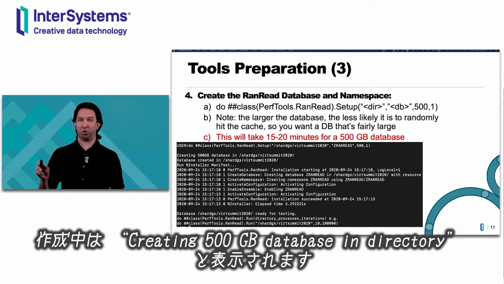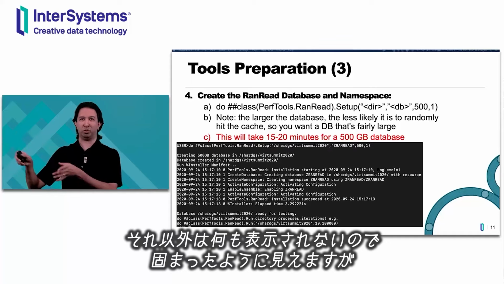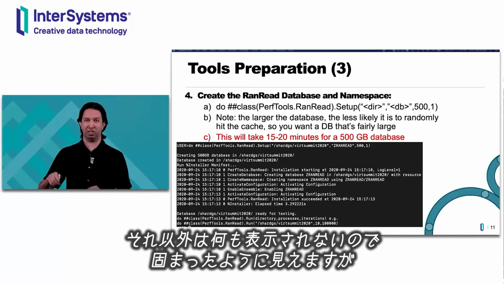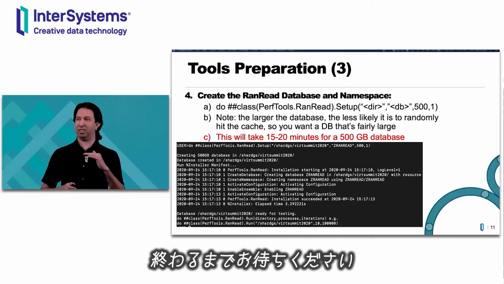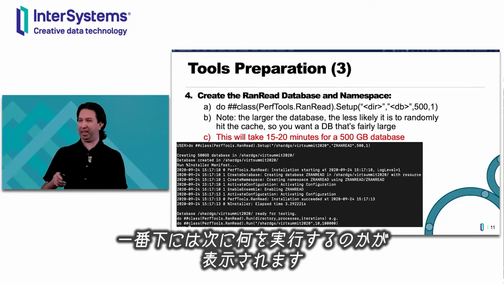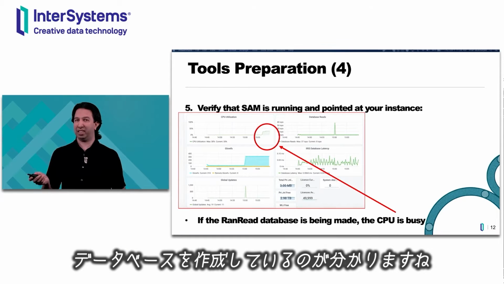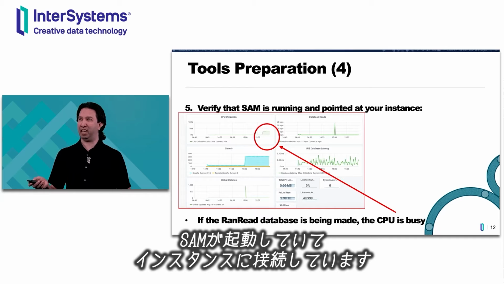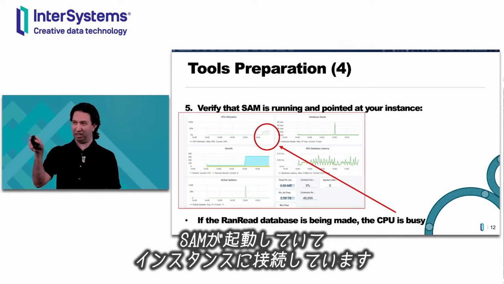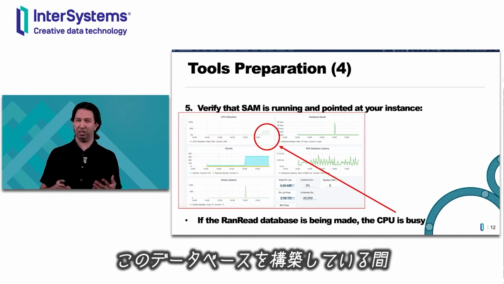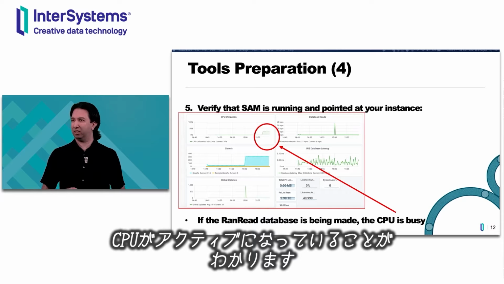All you'll see when it's creating it is "creating 500 gigabytes database in directory." You won't see any of the rest of this. It'll just look like it hung. So you want to wait until it gets all the way through, and then at the bottom, it'll tell you what to run next to actually run the system. You can see that it's creating the database if you look at it in SAM. If SAM is running and pointed at your instance, you can see that the CPU is active while it's building this database.